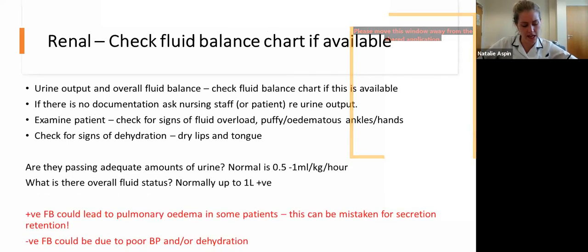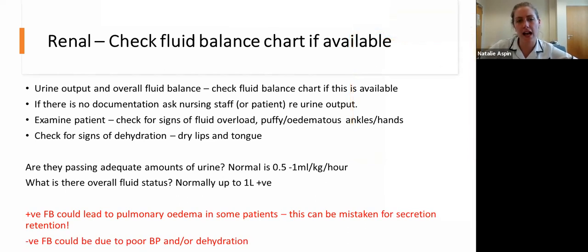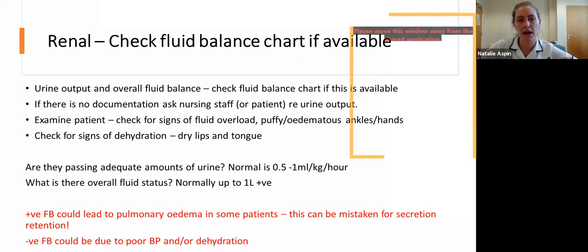Renal, probably one that we leave really to last, and maybe don't appreciate how important looking at the renal system is. A little bit tricky on the ward compared to ICU, because we don't always have an accurate fluid balance like we do on ICU for a lot of our patients. So the main thing about checking the renal status and fluid balance status of someone on a ward is probably just doing a bit more of a gross assessment.